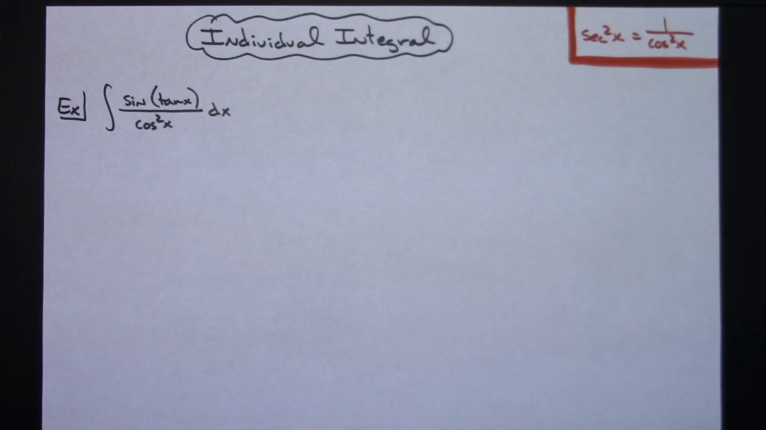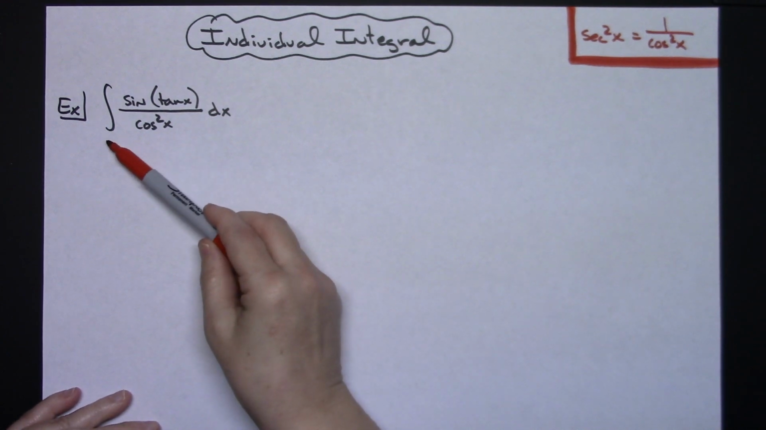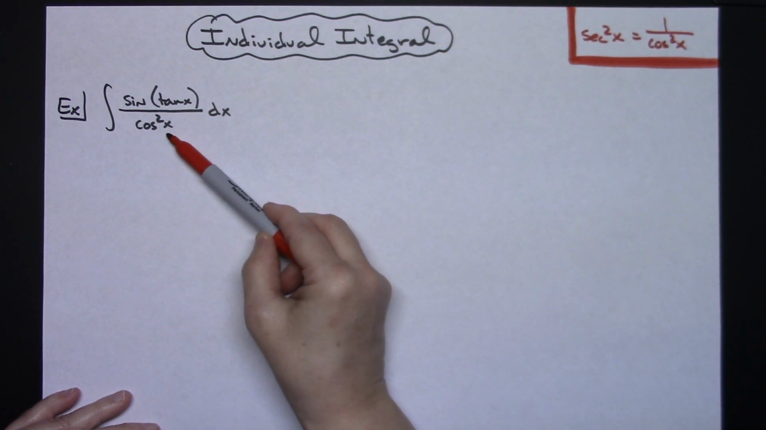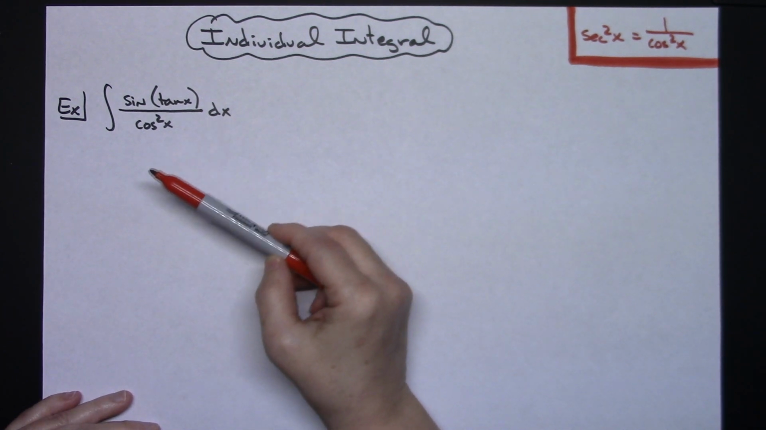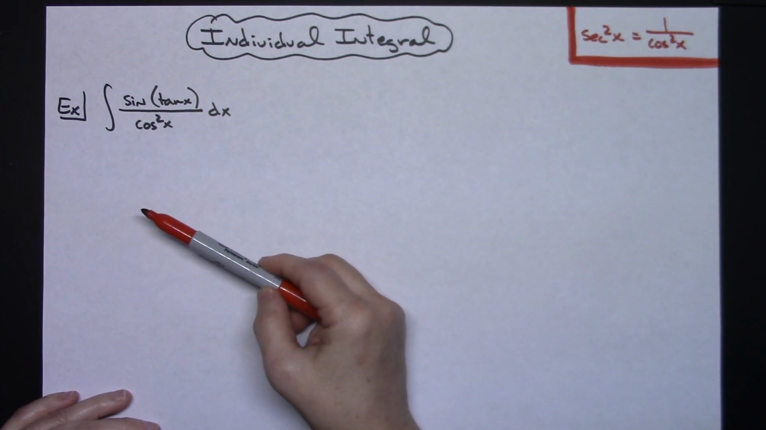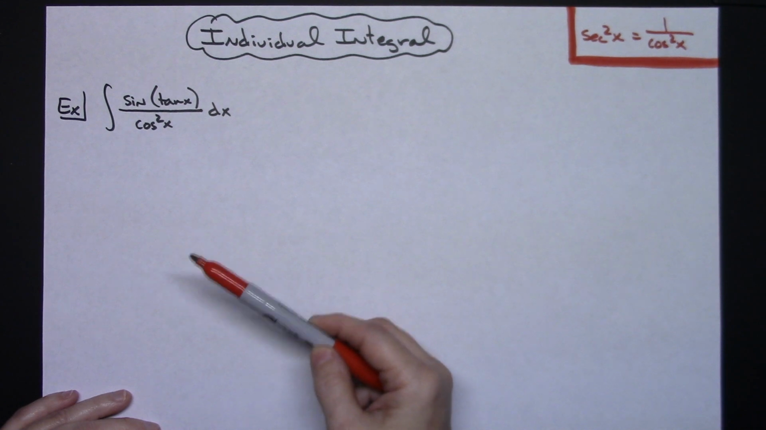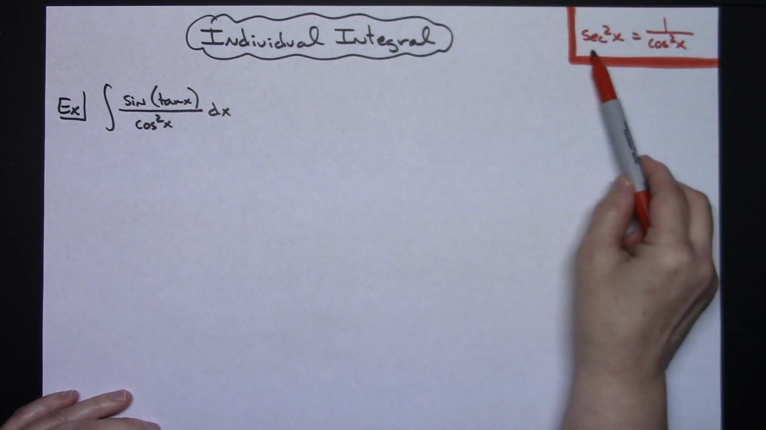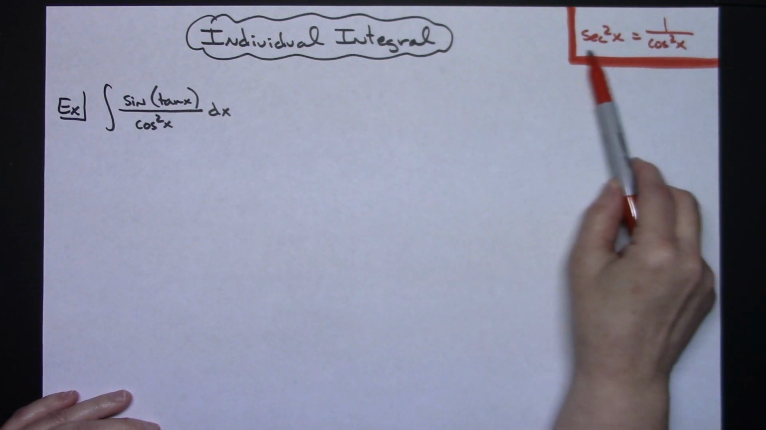In this video, I'm going to work on an individual integral. I'm going to take a look at the integral of the sine of tangent x all over cosine squared x dx. At first glance, you might think that this turns out to be really hard. Actually, it turns out to just be a straight u substitution. You do have to catch, though, that you're going to have to do a substitution for things to cross out.